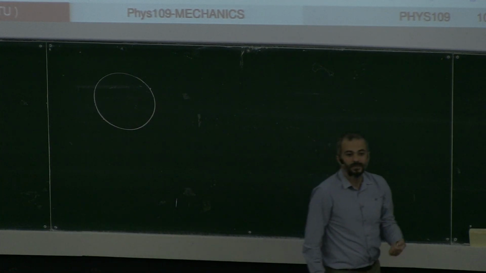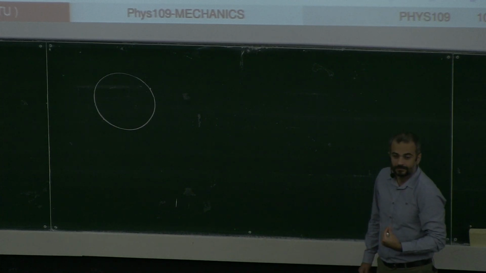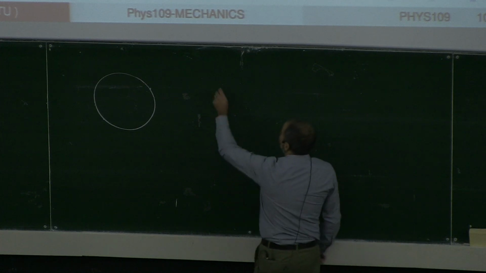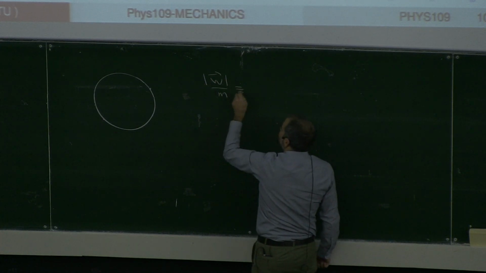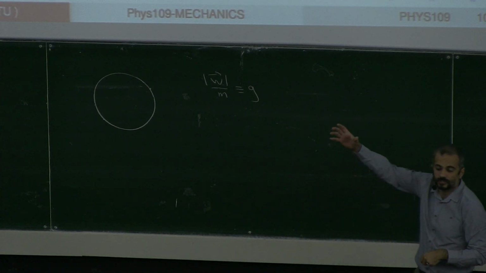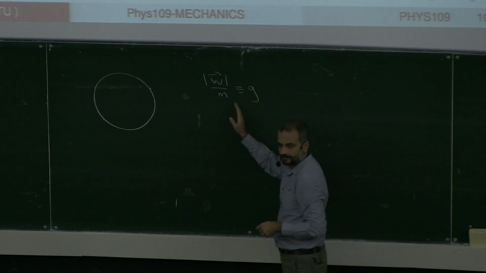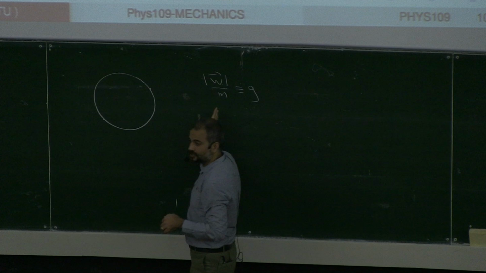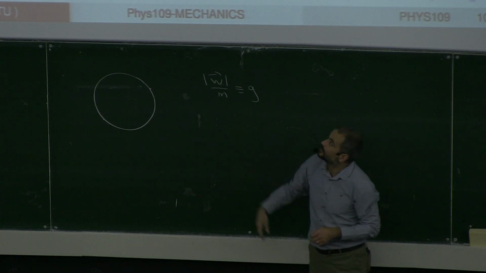Now, how do you measure the g? You just take a scale, take a known mass, and measure its weight, divide by its mass, and this will be your g. Or you can just drop an object and look at its acceleration. It will be again the g. But the g measured by different people will be different. There are various reasons for that.